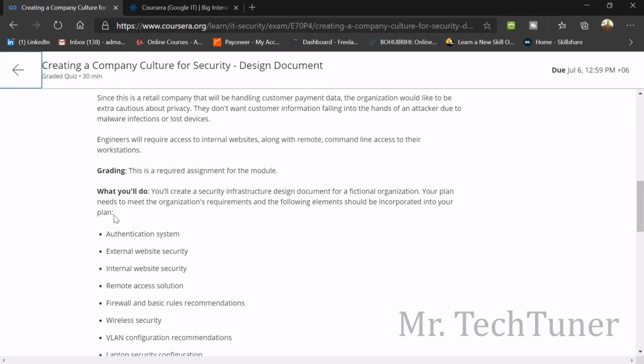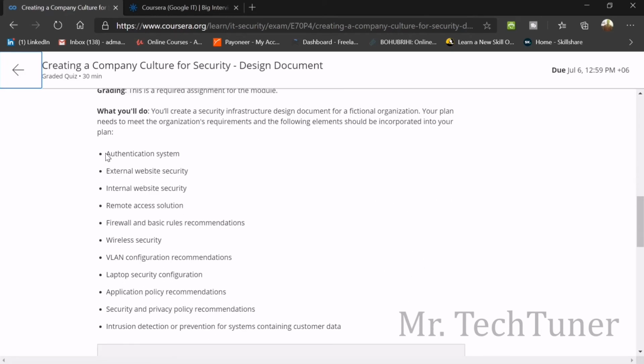They also give you some suggestions: an authentication system must be implemented, external web security, and you should also think about your internal web security. Okay, so remote access solution, firewall recommendation, wireless security, VLAN configuration. So all you need to do is search on Google by writing authentication system and then just rephrase it, because Coursera has an honor code against copy and paste. So you should not copy paste, just try to rephrase this. You can rephrase the authentication system and write it here.